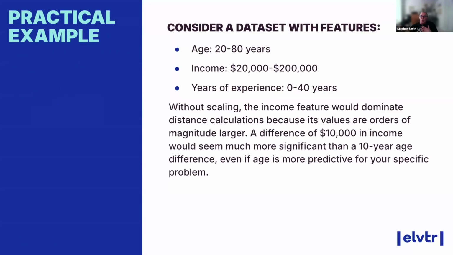All right, so here's a practical example. This is what we were talking about previously, right? Consider a data set with the features age 20 to 80 years, income 20 to 2,000, years of experience 0 to 40. Without scaling, the income would dominate the distance calculations because it is orders of magnitude bigger.